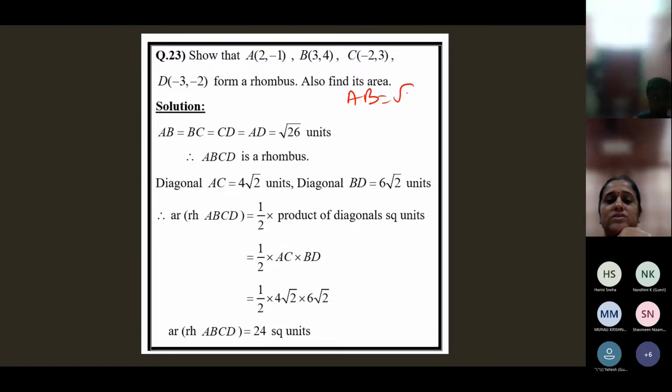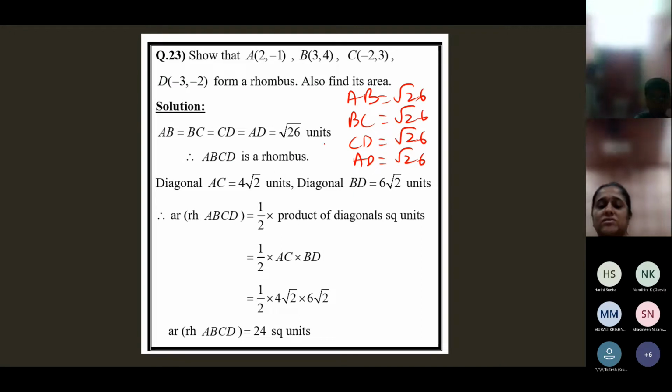AB is equal to root 26 units. BC is equal to root 26 units. CD is equal to root 26. And AD is also equal to root 26. So all the four are equal and hence it's a rhombus. First, make a note of it. And the area of a rhombus is equal to half product of diagonals, half D1 D2.